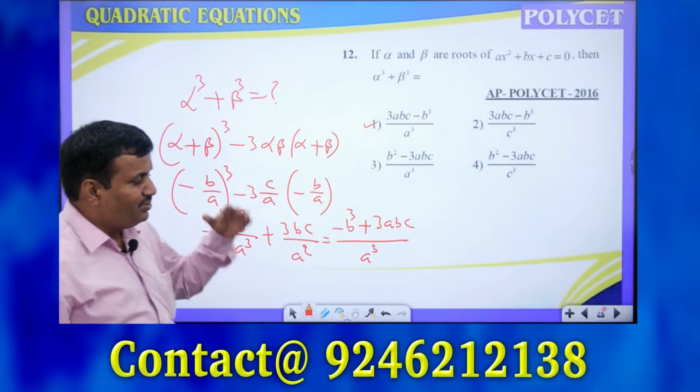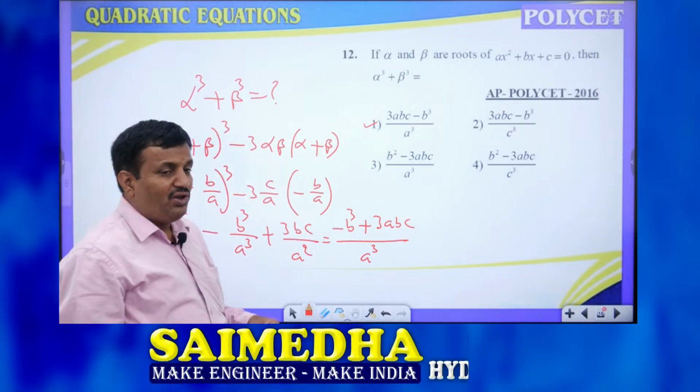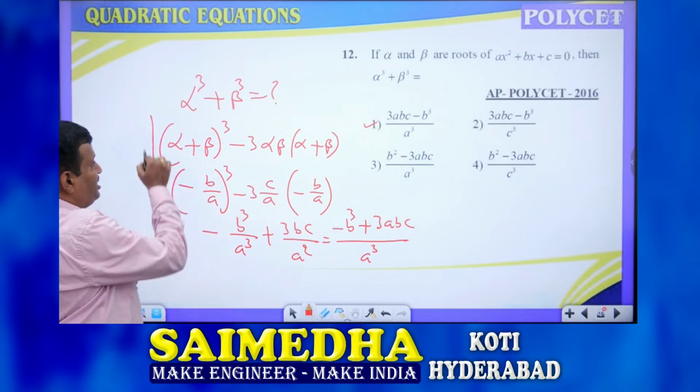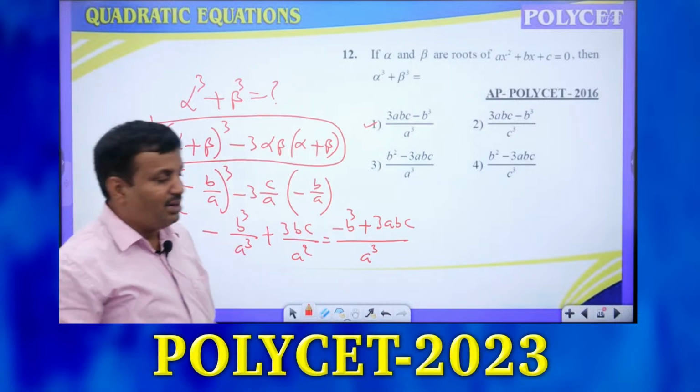Observe, different answers are there. Option 1 is the correct one. So everybody is following? What we need to remember here is that this formula is very, very important. If we don't remember this formula, we cannot attempt this bit.